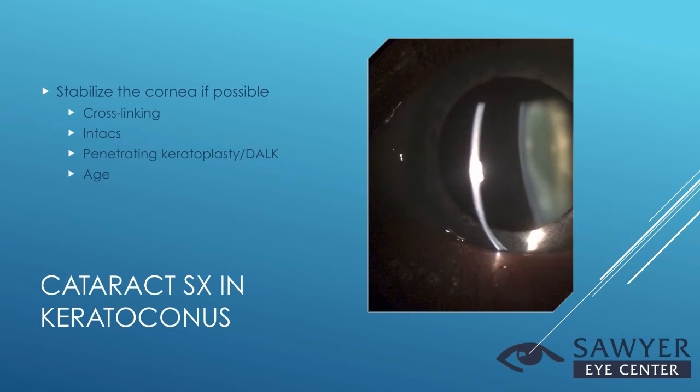The other way of stabilizing the cornea is with age. Thankfully, natural sunlight creates cross-linking in our corneas. That's why most people with keratoconus usually stop progression by the time they're age 50. And as we know, most people who need cataracts are older than that. So most of the time, if a person hasn't had severe keratoconus, it's already going to be stabilized by the time they reach cataract age.